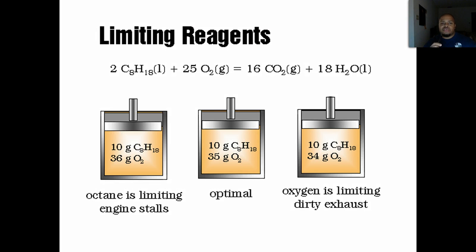Now, looking at the example here, I have octane, which is C8H18, combining with oxygen to form carbon dioxide and water. This is similar to what happens in a car engine. If I have these in the wrong proportions, I can end up with problems. The optimal setting is going to be 10 grams of octane to 35 grams of oxygen. This fits within the range of my reactants forming the products as I want.